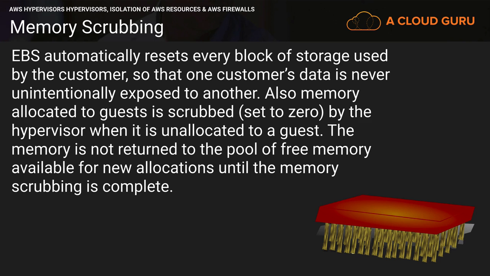And something else to note is just around memory scrubbing. This occurs both for disk memory as well as RAM memory. So EBS automatically resets every block of storage used by the customer so that one customer's data is never unintentionally exposed to another. Also, memory allocated to guests is scrubbed or set to 0 by the hypervisor when it is unallocated from a guest. The memory is not returned to the pool of free memory available for new allocations until the memory scrubbing is complete. So everything is scrubbed. You cannot go in and use disk recovery tools and recover some other customer's data. It doesn't work. It is scrubbed.